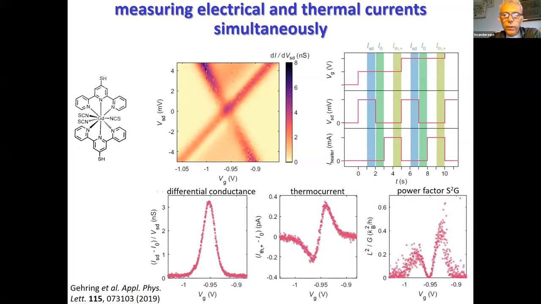I want to emphasize one thing, though: you see the thermal current in the middle, and you also see that these currents are small. They are smaller than a picoamp, and this means that the use of lock-in techniques is very important, because otherwise you cannot pick up these signals. So let's now move on.